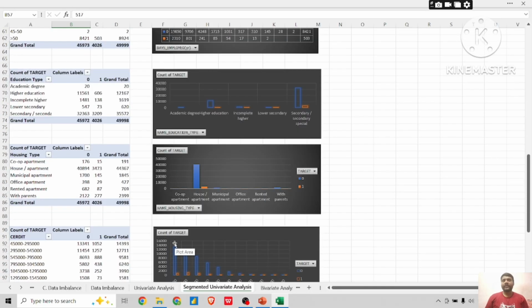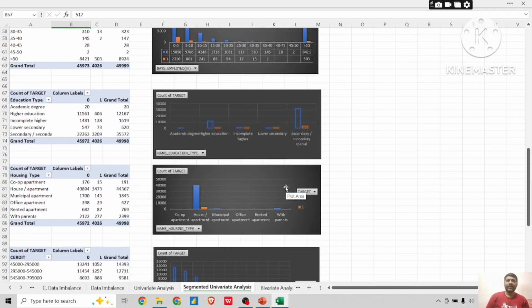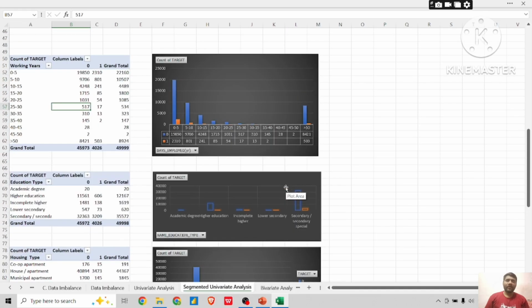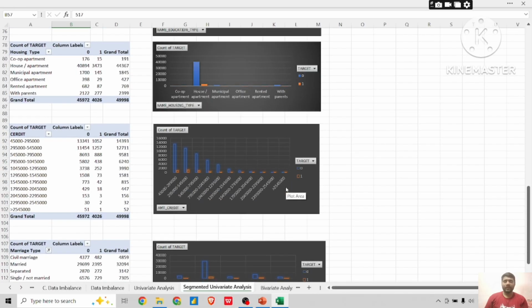Here is a segmented univariate analysis of a loan default dataset. Housing versus target default: apartment is the most common housing type but also contributes significantly to defaults. Rented apartments and municipal apartments have a proportionally higher share of defaulters. Cooperative apartments, office apartments, and living with parents show lower default rates, possibly indicating financial stability or shared liabilities. Rented and municipal housing may indicate financial vulnerabilities worth closer scrutiny in risk modeling.